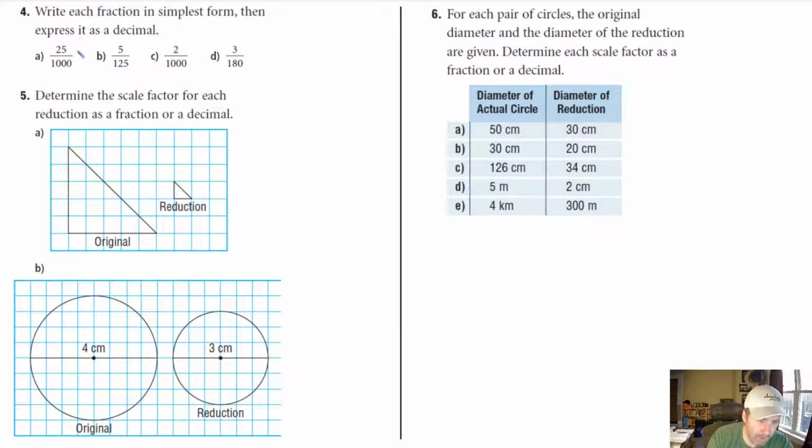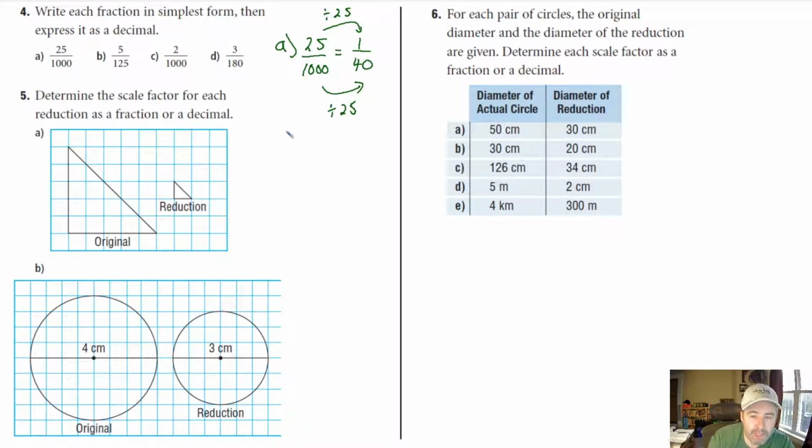So these are meant to represent scale factors. The first one is 25 over 1,000. What I would do to put it in lowest terms is, I believe 1,000 is divisible by 25, so I'd divide them both by 25. 25 divided by 25 is 1, and 1,000 divided by 25 is going to be 40, I believe. Let me double check that, because it's early when I'm recording this. Yeah, 40. So as a fraction in lowest terms, this would be 1 over 40.